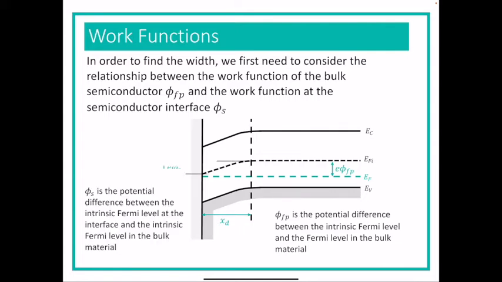The other work function is at the interface, and that is basically how much the intrinsic Fermi energy changes between the bulk material and the interface. And actually, it's going to be the same as the drop in conduction energy or valence energy, but it's just depicted in the middle. So that's how we look at it.